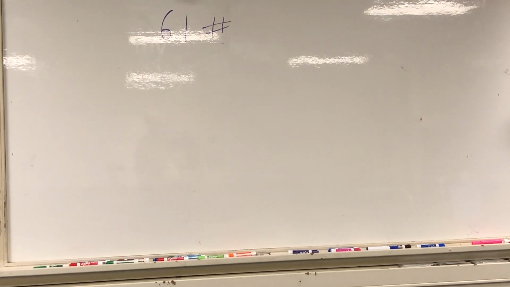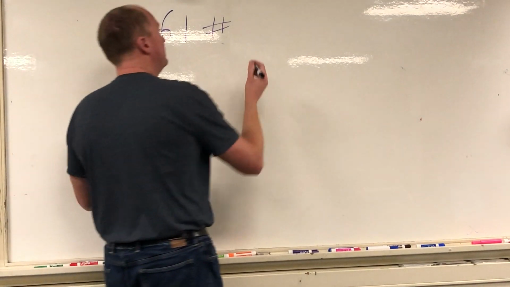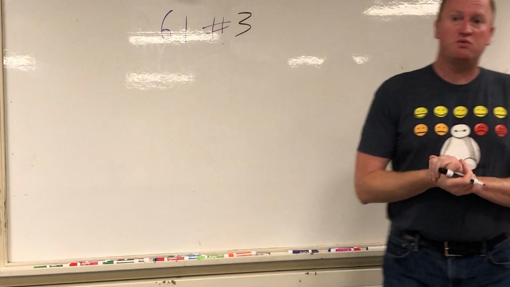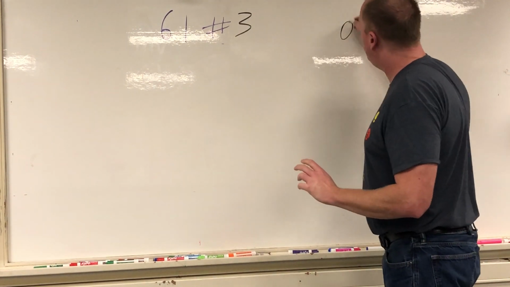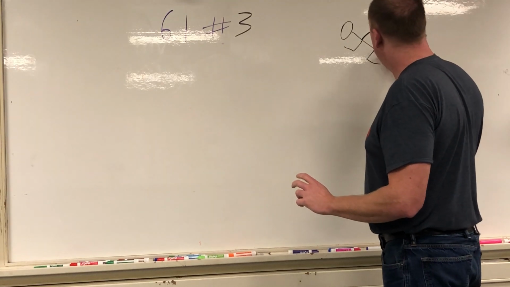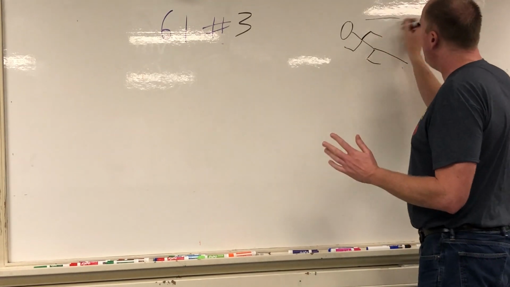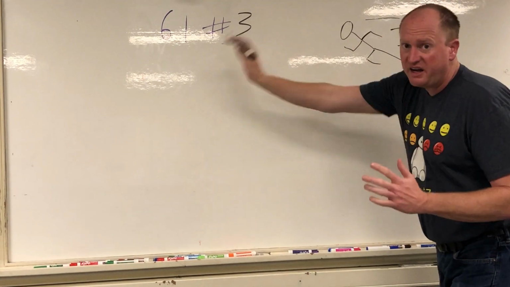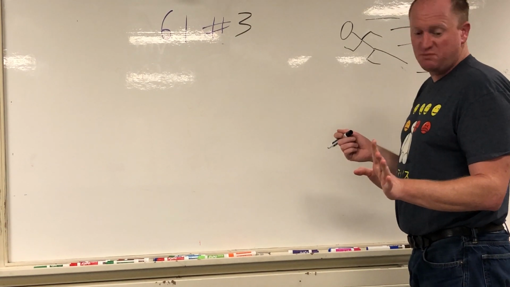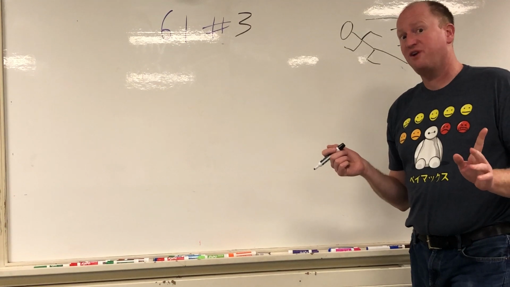All right, so 6.1, number 3. Now, this is kind of an interesting one. We're talking about the amount of impulse required to get your body from a standing stop to maximum velocity. How much impulse was required to get you to that speed? Now, some of the sharper ones among you have probably already figured this out.